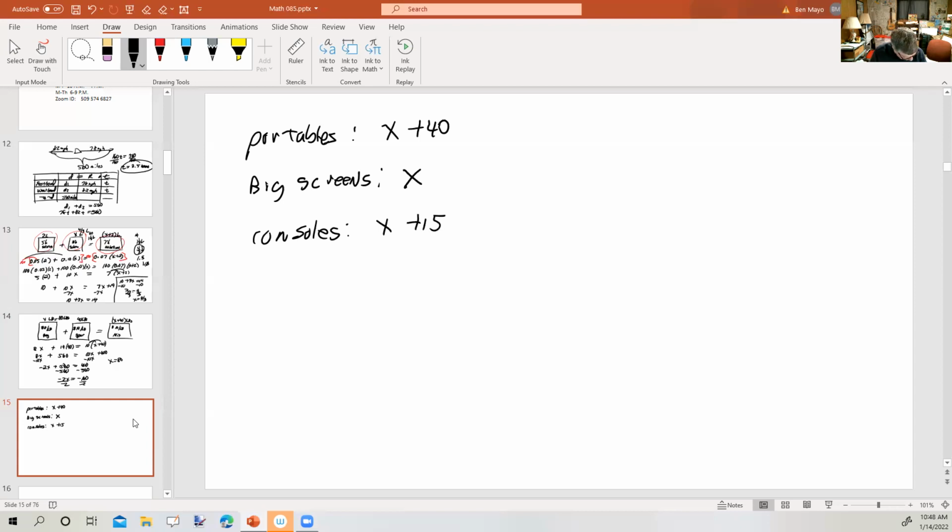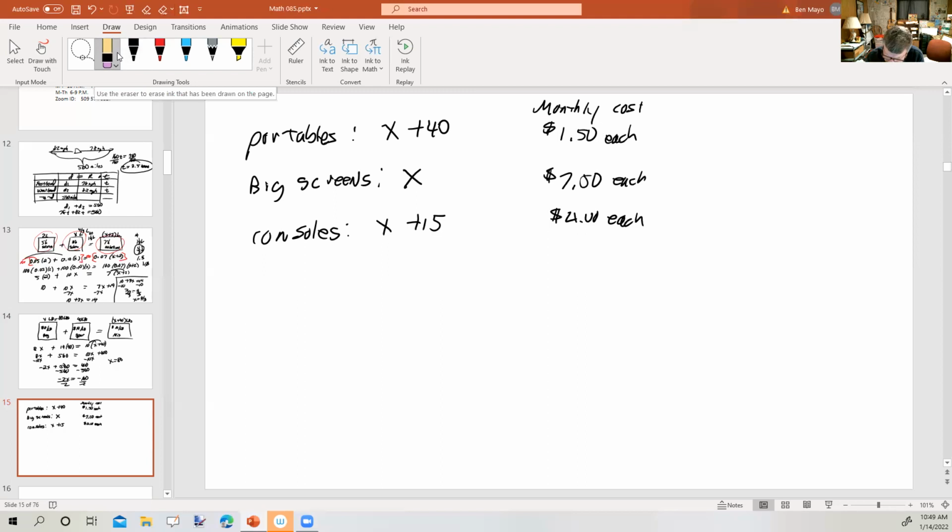Okay. Now, it says the monthly storage cost for a portable is $1.50. So we'll say monthly cost, $1.50 each. And a console is $4. And the big screen is $7.50 each.